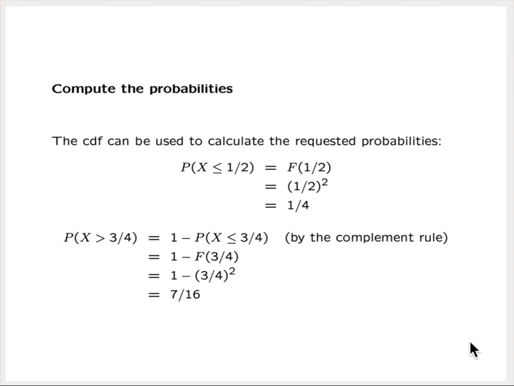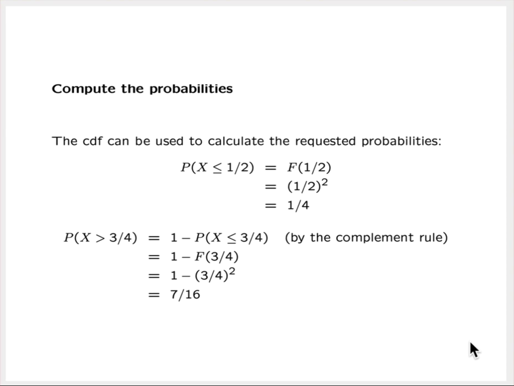Now let's compute some probabilities. You'll remember that when we first started talking about the PDF and the conditions that the PDF must satisfy, the third condition said that the PDF can be used to calculate probabilities involving x, the probability that x takes on a value in some interval.